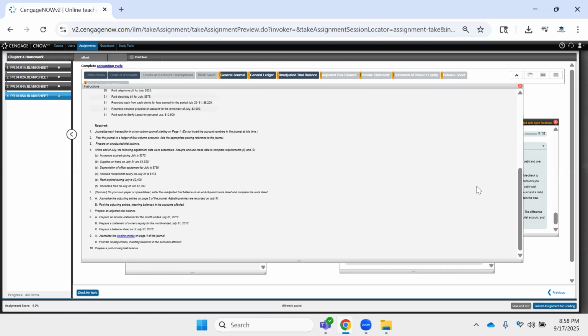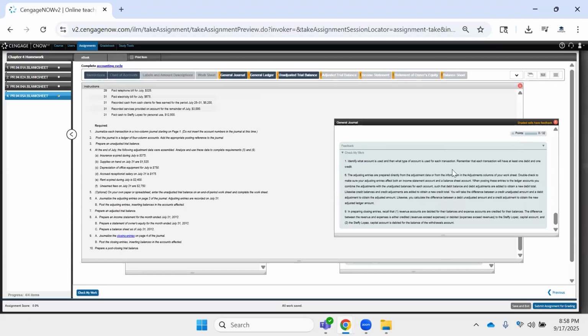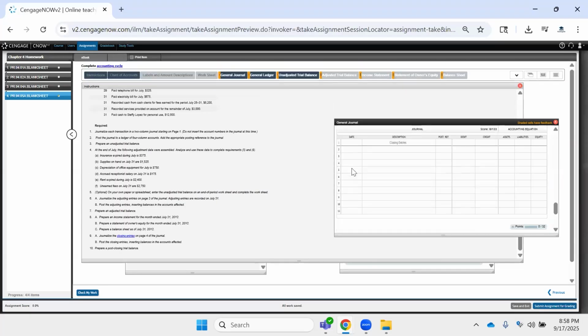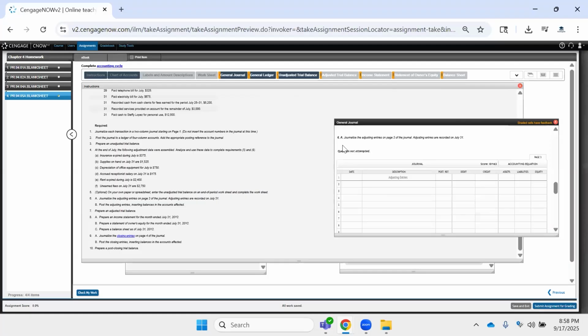Now we have to journalize the following entries here. So we're going to go to our general journal, and we have a whole other page for journalizing the adjusting entries. Make sure to do this on the correct page. This is page 3 in this problem, but it'll say journalize the adjusting entries on page 3 of the journal. Adjusting journal entries are recorded on July 31st, and this is important because they're recorded as the last day of the month. That's pretty standard.